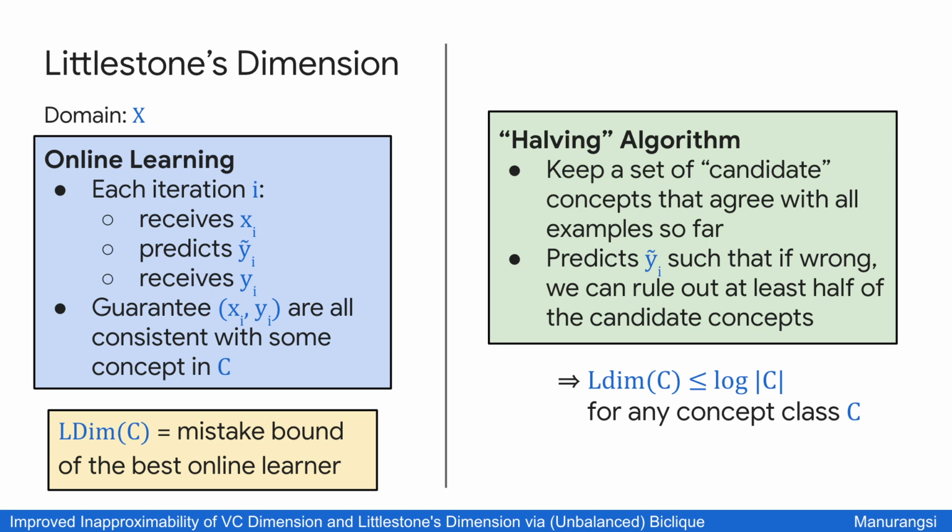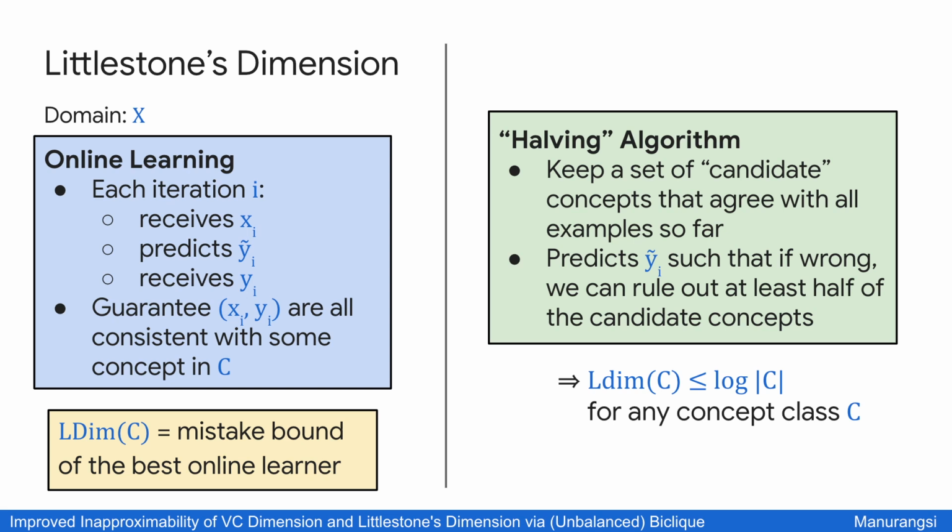What this means is that each time we make a mistake, we rule out at least half of the candidate concepts. And this means that the mistake bound that we get is at most log of the size of the concept class. This also implies that the Littlestone dimension of any concept class is at most the log of the size of the concept class. Although, of course, in some cases, there are smarter algorithms and the Littlestone dimension can be much smaller.